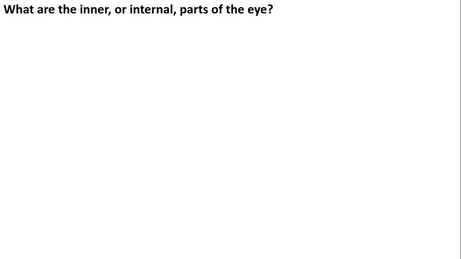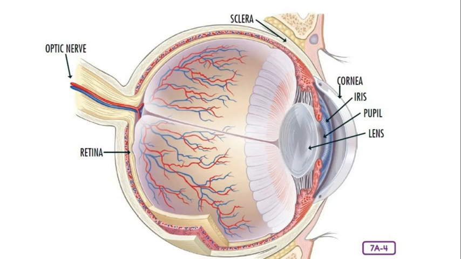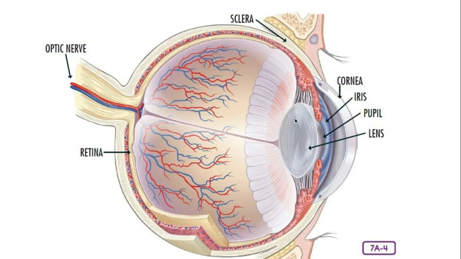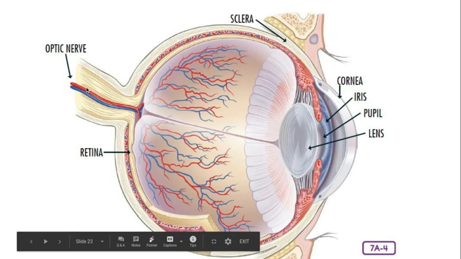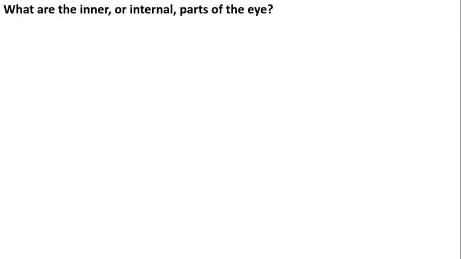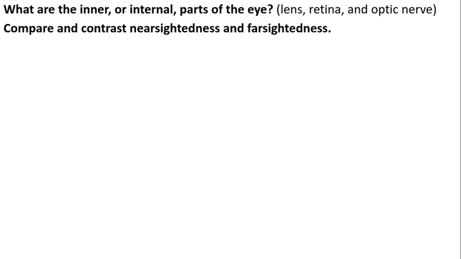You can see the diagram here of the different parts of the inside of the eye, right? In the front, you can see the lens that the light goes through and that it goes back into your retina. And then you have your optic nerve that takes the information to your brain. What are the inner or internal parts of the eye? The lens, the retina, and the optic nerve.